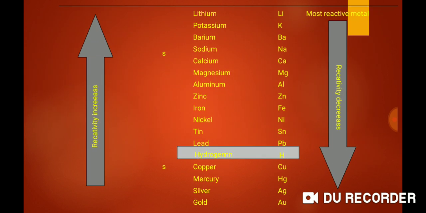Now, you can see the activity series. We have a few metals arranged like lithium, potassium, barium, sodium, calcium, magnesium, aluminium, zinc, iron, nickel, tin, lead, hydrogen, copper, mercury, silver and gold. As we move from lithium towards gold, reactivity decreases. And one thing always keep in mind, only those metals which are present at the top of the activity series can displace less active metals from their aqueous solution.